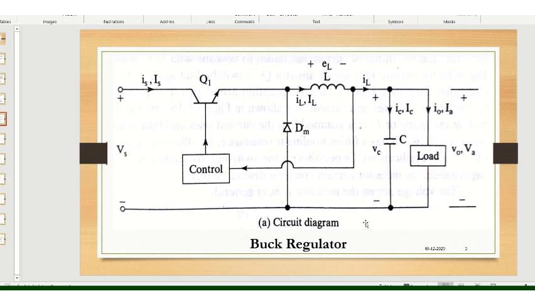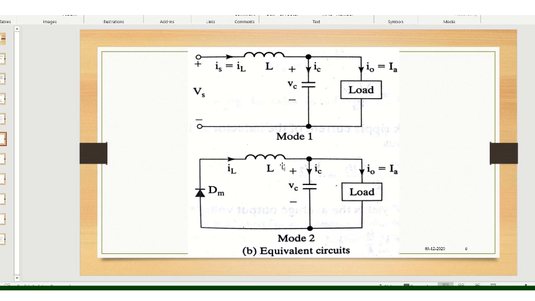This circuit can be understood in two different modes. One is when the BJT is switched on. Assuming that the BJT is switched on at time t equal to 0, the switching device is turned on. In this circuit, the input current rises and flows through the filter inductor, the filter capacitor and the resistive load. So in mode 2, what happens?